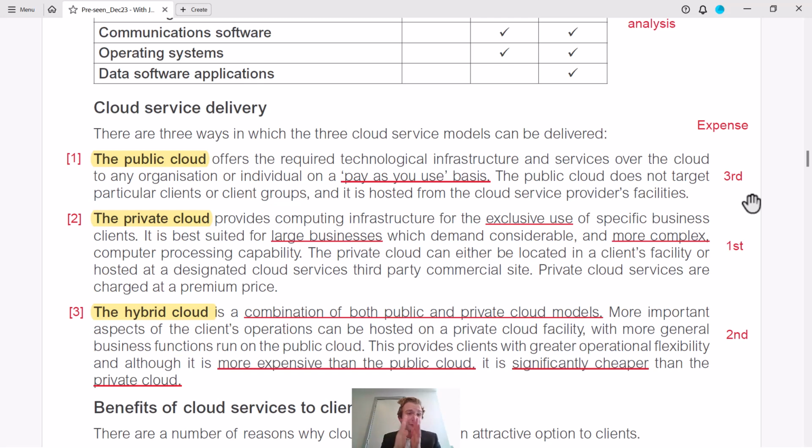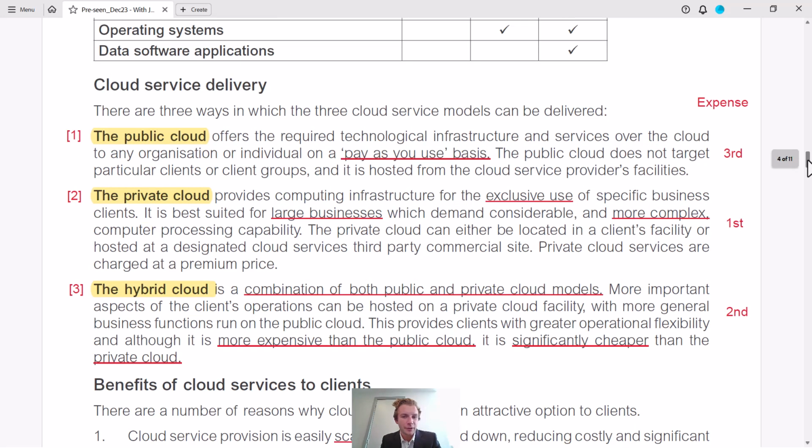So that is fundamental for you to get down in your notes. Number 1 expensive, the private cloud. Number 2 expensive, hybrid cloud. And number 3 expensive, which is the cheapest, the public cloud, for your notes. But I've only underlined the key tips, the key areas that they've highlighted for you.